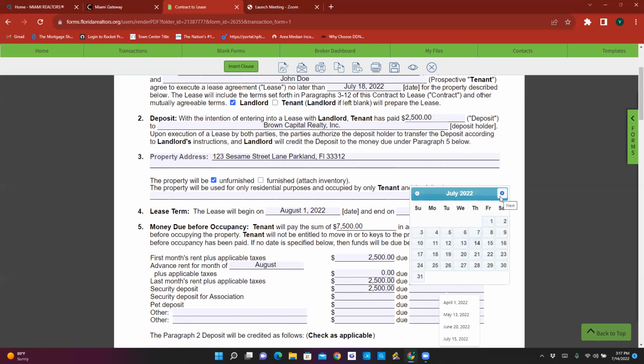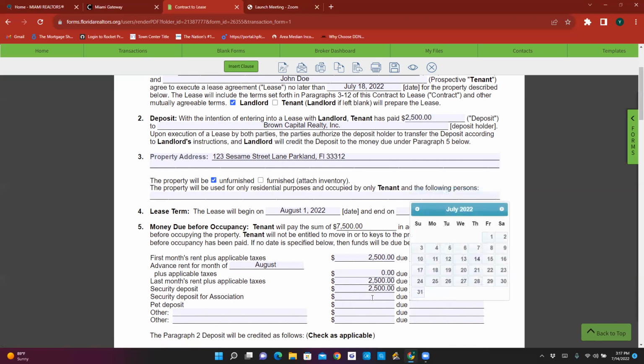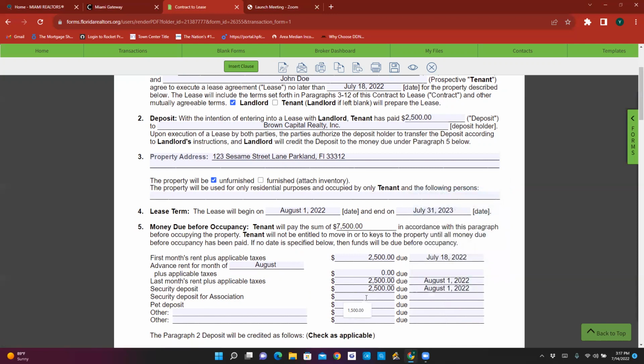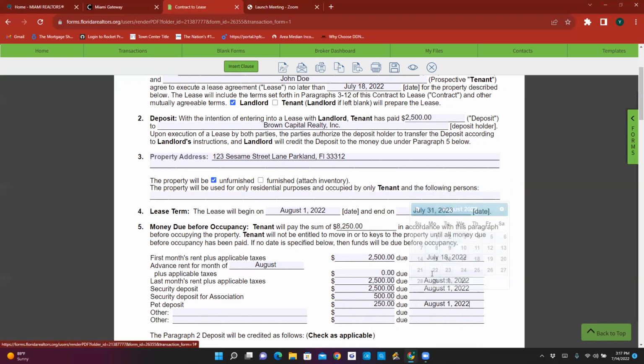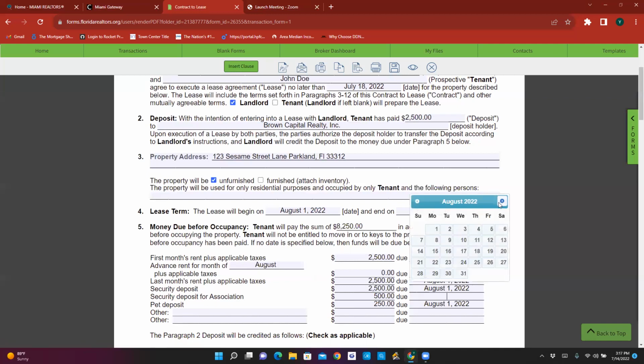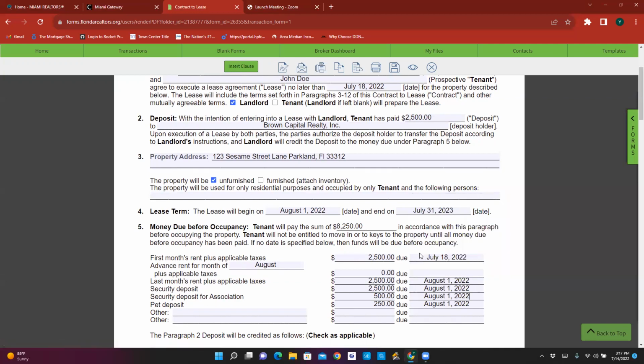If the owner wants 2 months security, then instead of being $2,500, it'd be $5,000. Security deposit for association. If there's a security deposit for the association, you apply that there. If there's a pet deposit, you put that underneath. These funds are typically due at the walk-in. But if there's another mutually agreeable time, then you would put that date there.